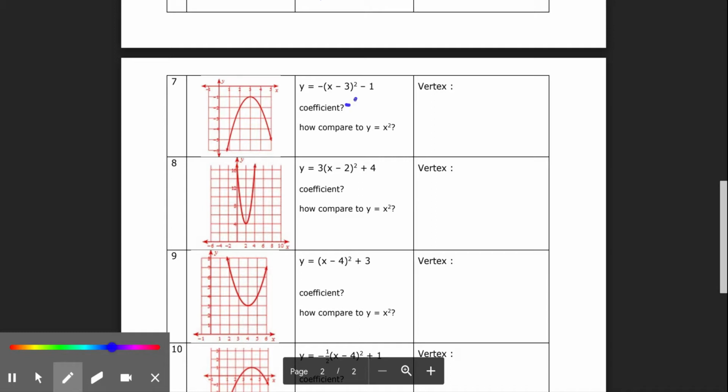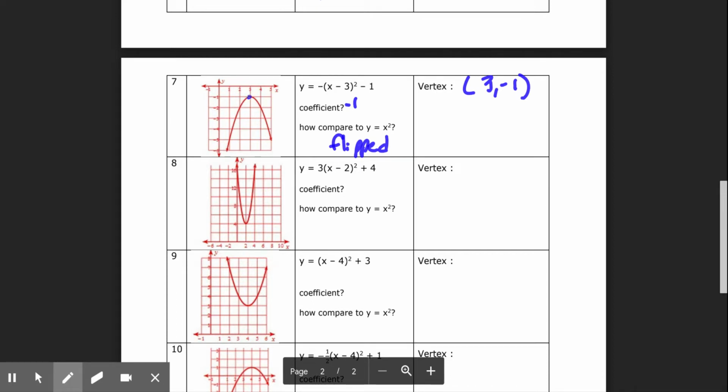Your coefficient's -1, so this is going to be flipped. Your vertex is going to be (3, -1). And then number 8, and let's just make sure that it is (3, -1). Your coefficient is 3, so this is going to be narrower. And your vertex is (2, 4).